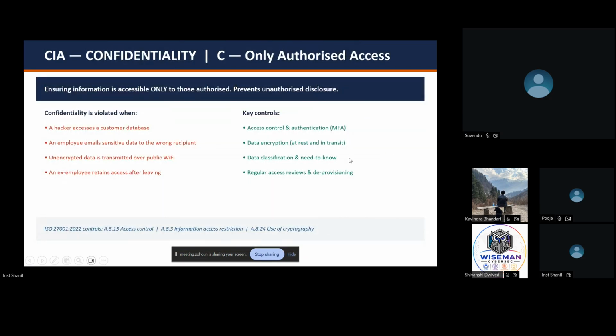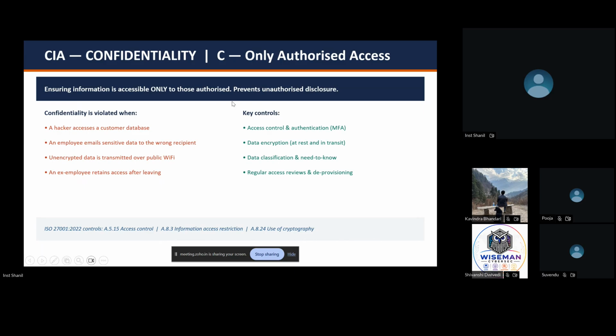I'll move ahead. For the CIA, there's a detailed slide on confidentiality which says only authorized access: ensuring information is accessible only to those authorized, preventing unauthorized disclosure. So when is confidentiality violated? Whenever a hacker accesses a customer database.